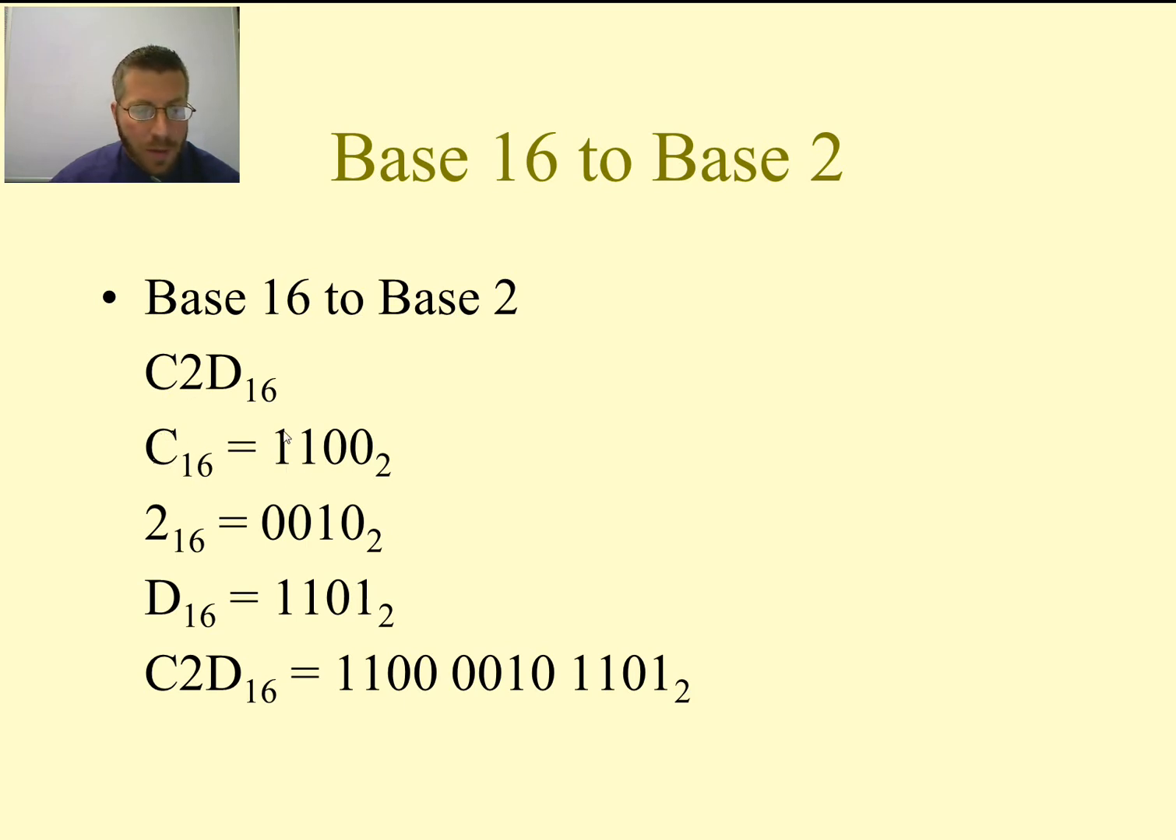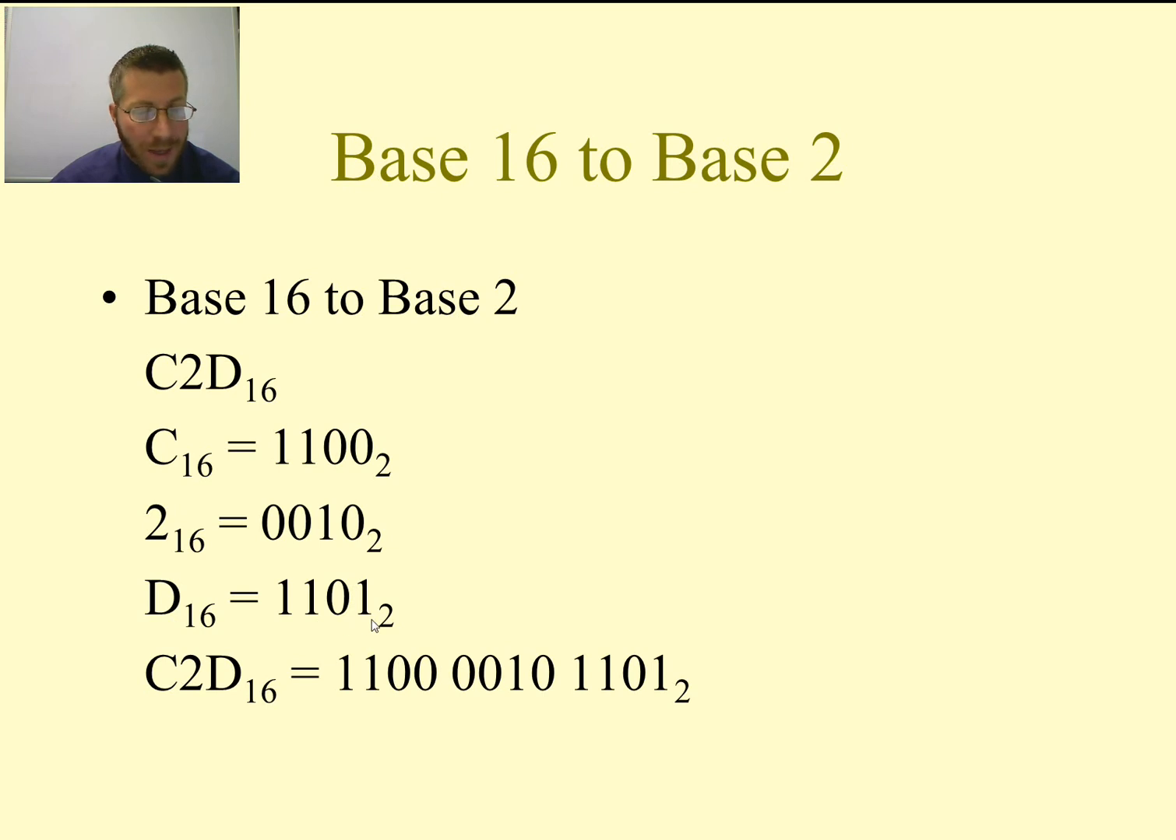12 in binary is 1100. This is the 1s, the 2s, the 4s, and the 8s. When we add an 8 and a 4 together, we get 12. So C in base 16 is 1100 in base 2. 2 in base 16 is 0010 in base 2, and D in base 16, which is 13, is 1101 base 2.